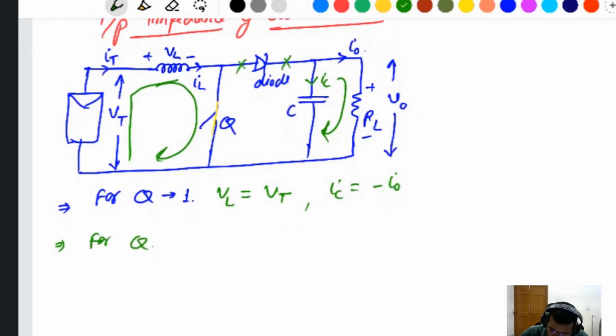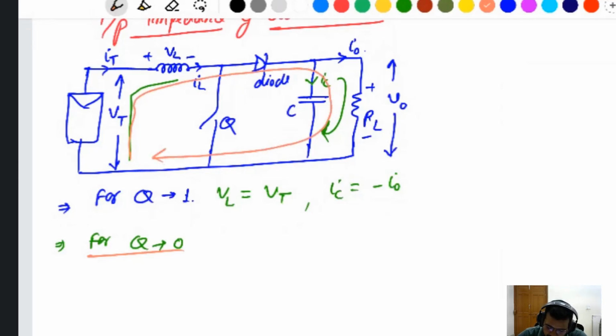And when the switch is off, it means Q is 0. For 0, the diode will be on, and the current flows like that. By KVL, VL is equal to VT minus V naught. The capacitor current: the same IL current flows like that, then the capacitor current is IL minus I naught, the output current.